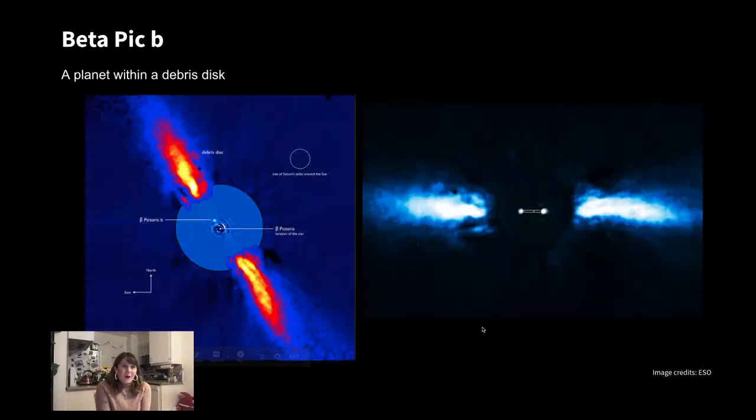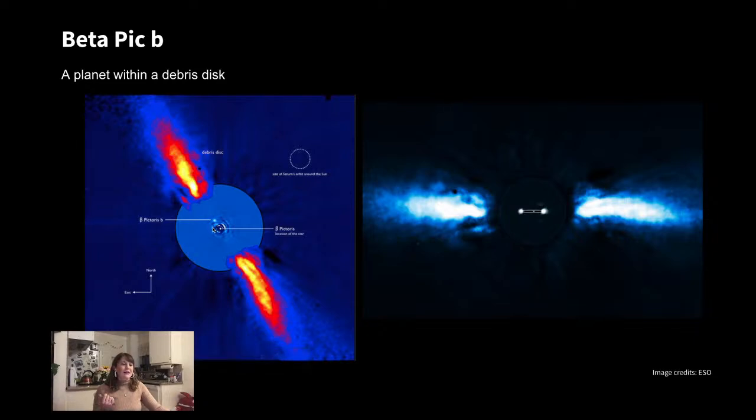All right, this is a really fun one. Beta Pictoris b, we've got this planet that's actually within this debris disk. A debris disk is the remnants of planet formation, where a bunch of little planetesimals that were left over are smacking into each other and constantly making dust. And that dust is what makes up a debris disk. So we can see a planet that's actually within one of these debris disks.